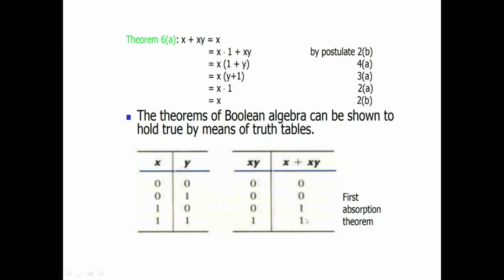And this column is x plus xy. So this column shows the LHS. LHS is x plus xy. And what is RHS? RHS is x. Already it is written. It is considered as the input. And checking the values here 0, 0, 0, 0, 1, 1, 1, 1. So both the columns are same. So we can say that LHS is equal to RHS. So this is the way we can prove the Boolean theorems with the help of truth table.